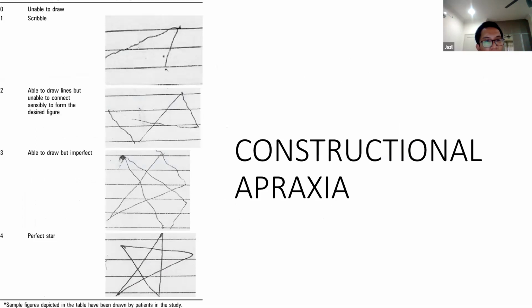In some cases, usually they do constructional apraxia testing, whereby they ask the patient to draw stars, but I'm not sure to what extent it is done in pediatric cases. In hepatic encephalopathy, usually we do constructional apraxia testing to see the extent of the abnormality in the patient. If it's severe, the patient could be unable to draw, whereas when it is rather mild, you can have a perfect star.